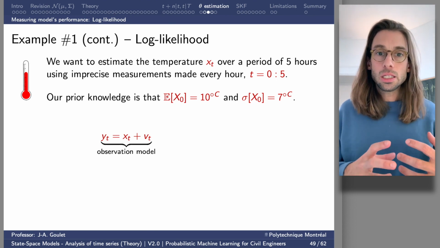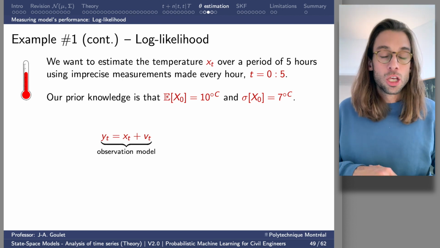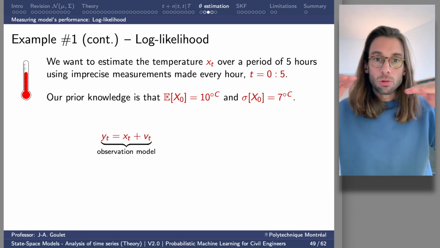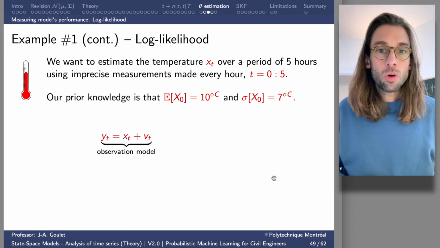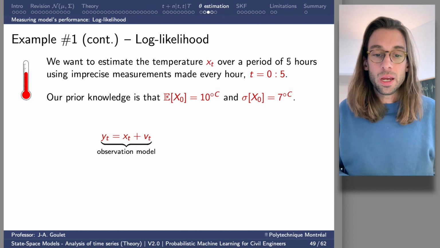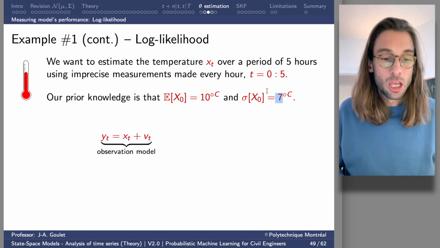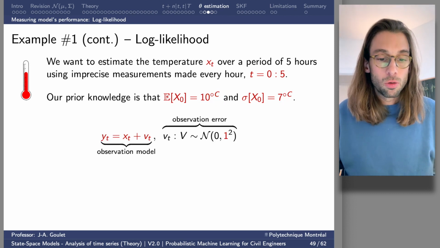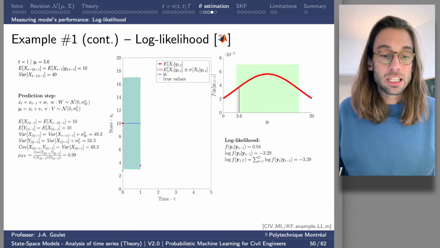Okay, so let's look at the steps of how we calculate our log likelihood in the example I've shown earlier. So we look at the example where we have a roughly constant temperature over time in our room. What we want to do is to estimate the temperature x_t over a period of 5 hours using imprecise measurements made every hour from t equals 0 up to 5. Again, prior expected value 10 degrees Celsius, prior standard deviation 7. We have our observation model, we have our transition model. Exactly the same dynamics, the same parameters as before.